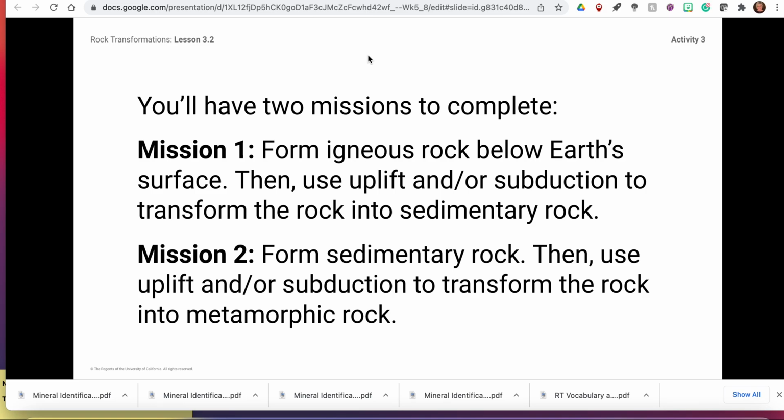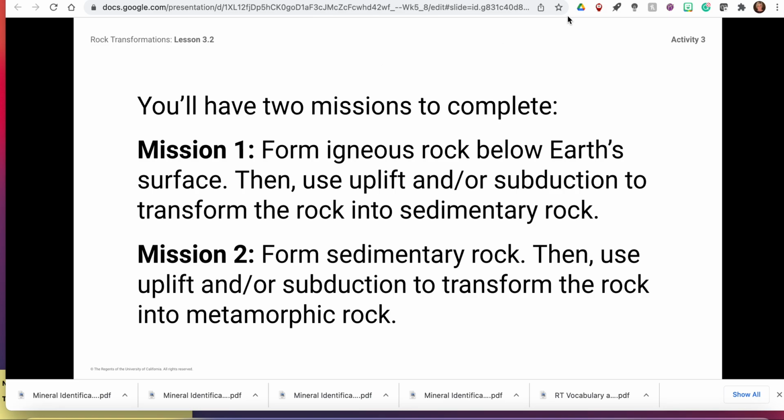Okay, so for mission number 2, we are going to form sedimentary rock first and then use uplift or subduction to transform the rock into metamorphic rock. Now remember, metamorphic rock is where we take an existing rock and it goes below the surface of the earth, and it's not quite as hot, so it doesn't melt, but it gets soft. It is hot enough and there's enough pressure that it sort of gets soft, and so the rock can change just from heat and pressure. But it doesn't melt, so it doesn't go down into the mantle very far like it would for igneous rock.